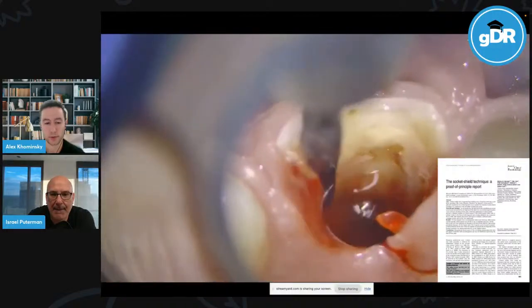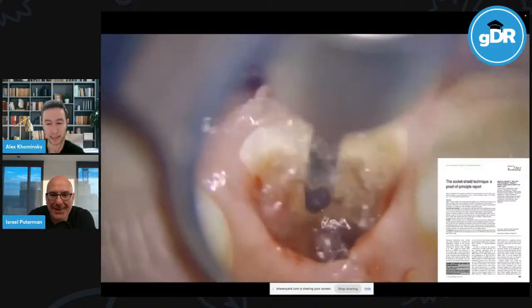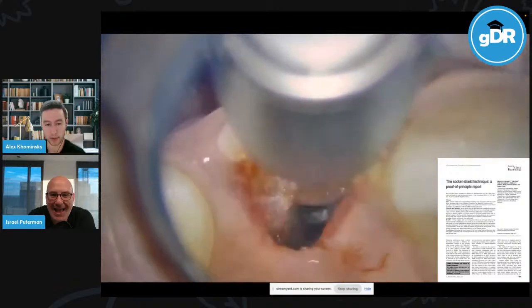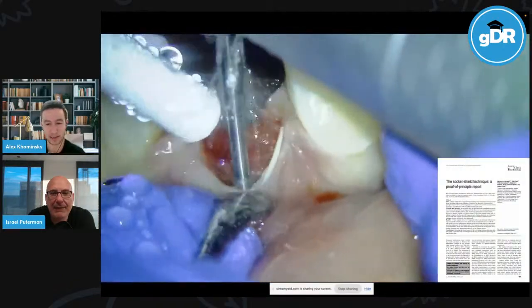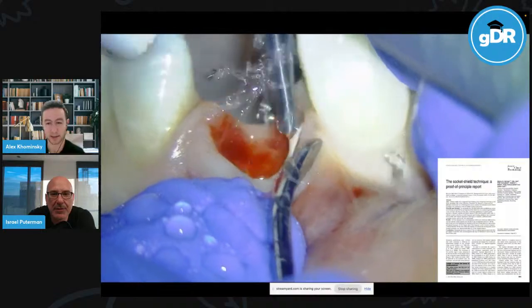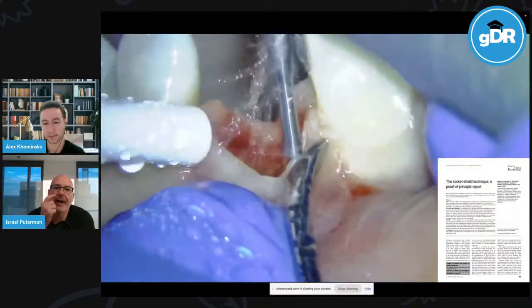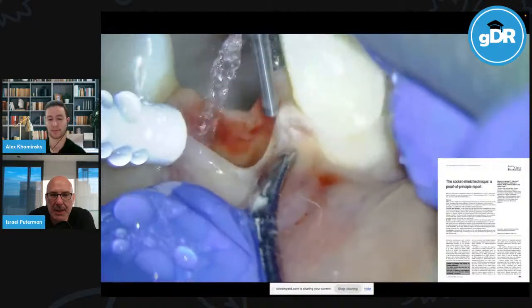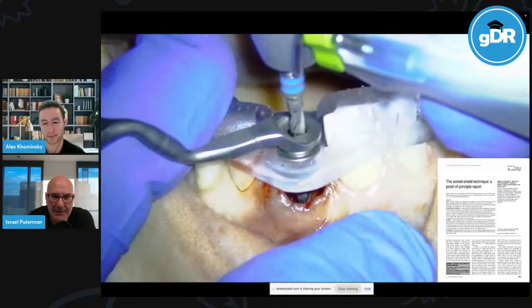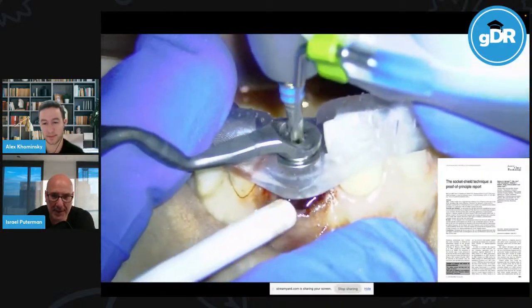So is this you using that microscope for anterior work only, or any implants or any surgery? Absolutely every single surgery that I do is with the microscope. Wow. Yeah. I have two of them. I work out of two rooms, and I have two of them. And I find that it's a complete game changer. Absolutely.